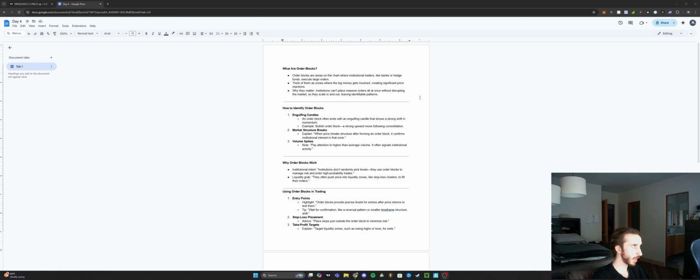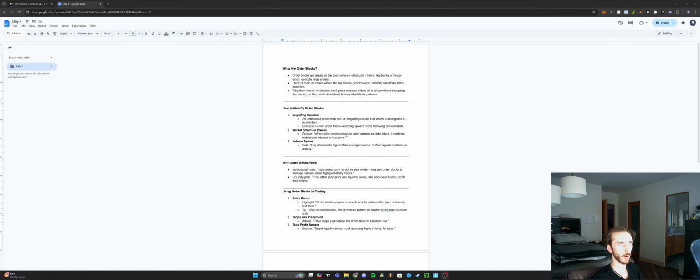So how can you identify these order blocks? Well, you need to look for an engulfing type candle that takes liquidity or taps into some sort of PD array. An order block often ends with an engulfing candle that shows a strong shift in momentum, right? So a bullish order block is a strong upward move following consolidation. It doesn't always necessarily need to be consolidation.